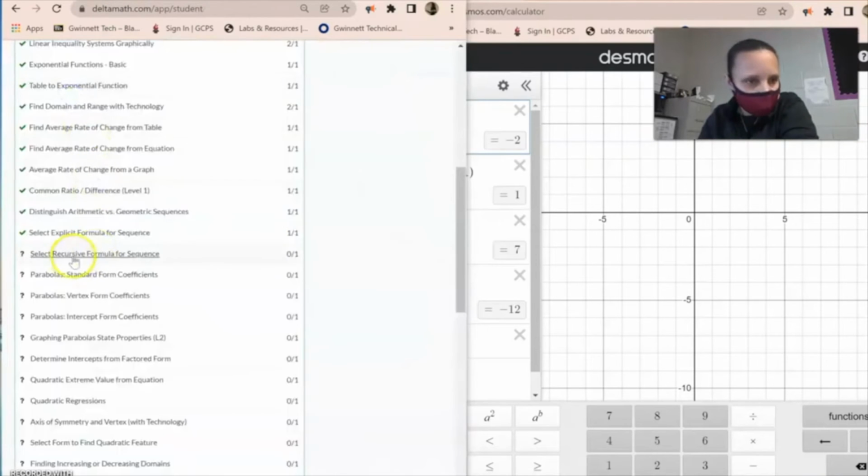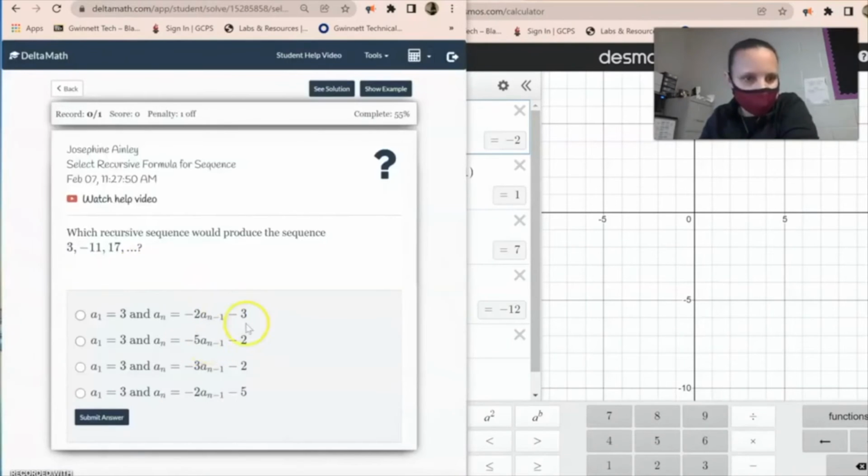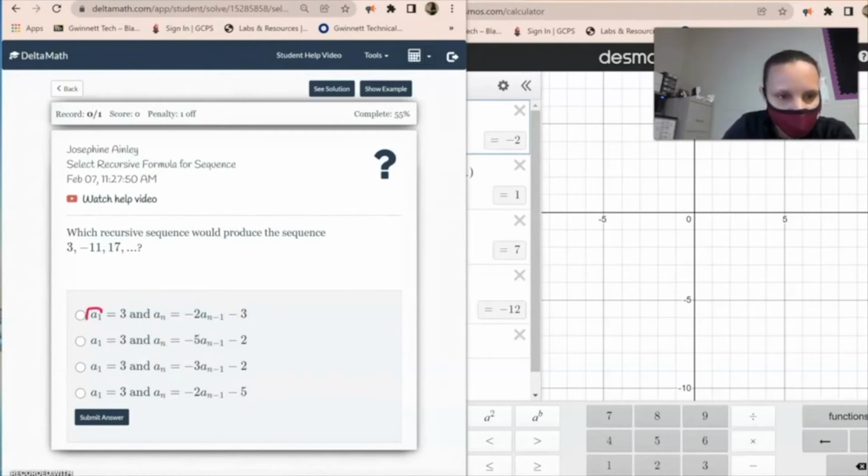All right. Select recursive formula. So again, we're working backwards. Okay, what this one is saying, which recursive would produce this sequence? So they tell you that the first term is 3. And then they're asking you in general what happens. So let me go over, because this one's not really a calculator, it's just understanding. They say the first one is that one, right?